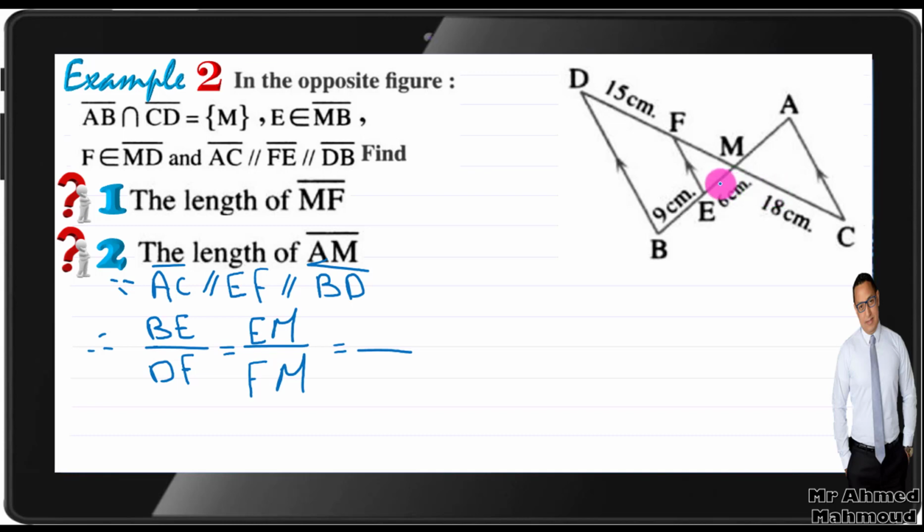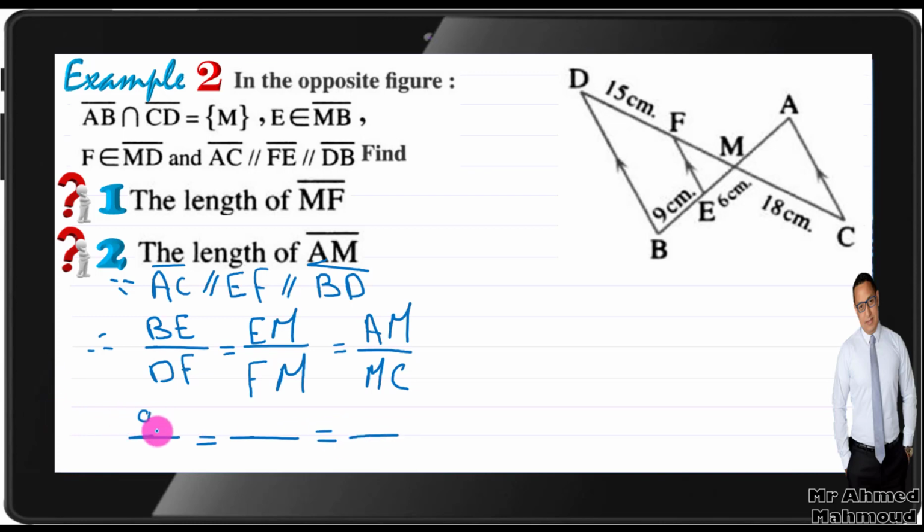It's a mistake, because 6 has the same line as AM, so I'm going to start with AM up, so it is AM over MC. Okay, now to make it easy, BE, AM, all of them lie on the same straight line. Down, DF, FM, MC, all of them lie on the same straight line. Okay. Now I make substitution.